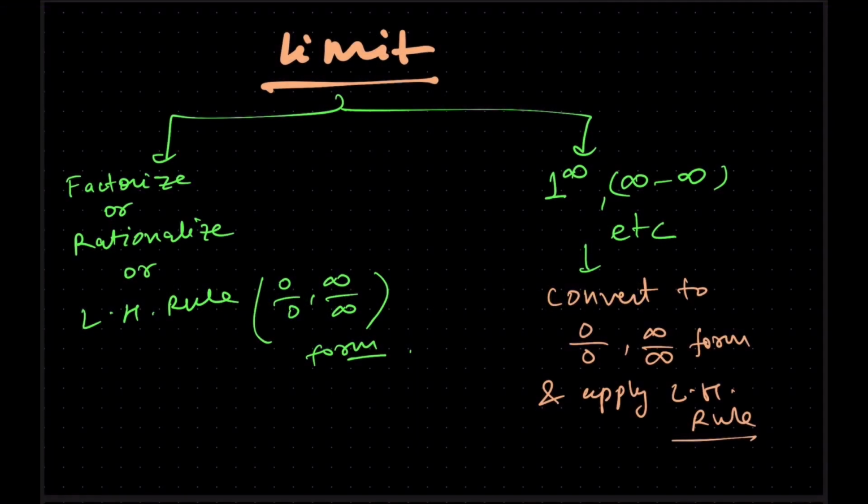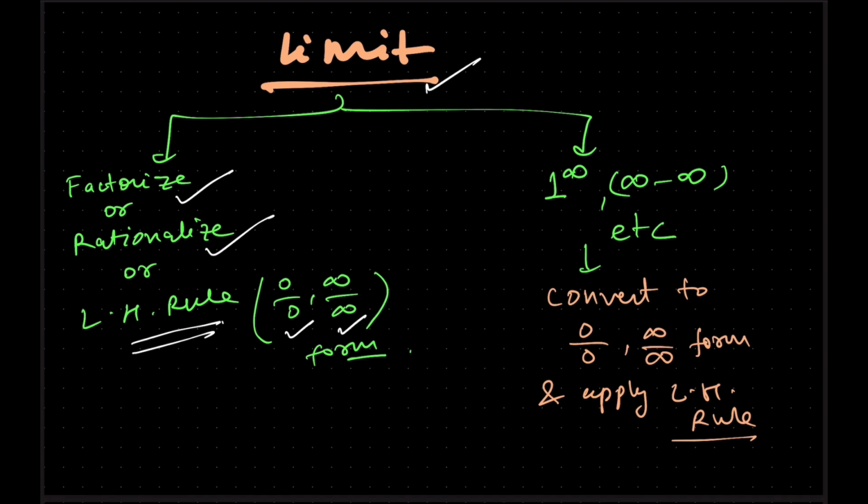So let's see how to tackle the limit problems. Basically, limit problems are of two types. In the first type of problem, we will either factorize it, rationalize it, or use the L'Hospital (LH) rule. What is the LH rule? The L'Hospital rule is used for 0 by 0 and infinity by infinity form. We will see in the later part of the video how to apply the LH rule.